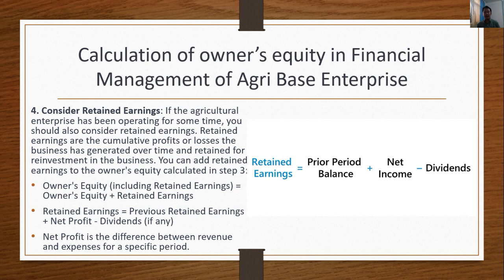That is number one. Next, your retained earnings equals previous retained earnings plus your net profit minus dividends, if any. And the third, net profit is the difference between revenue and expenses for a specific period.